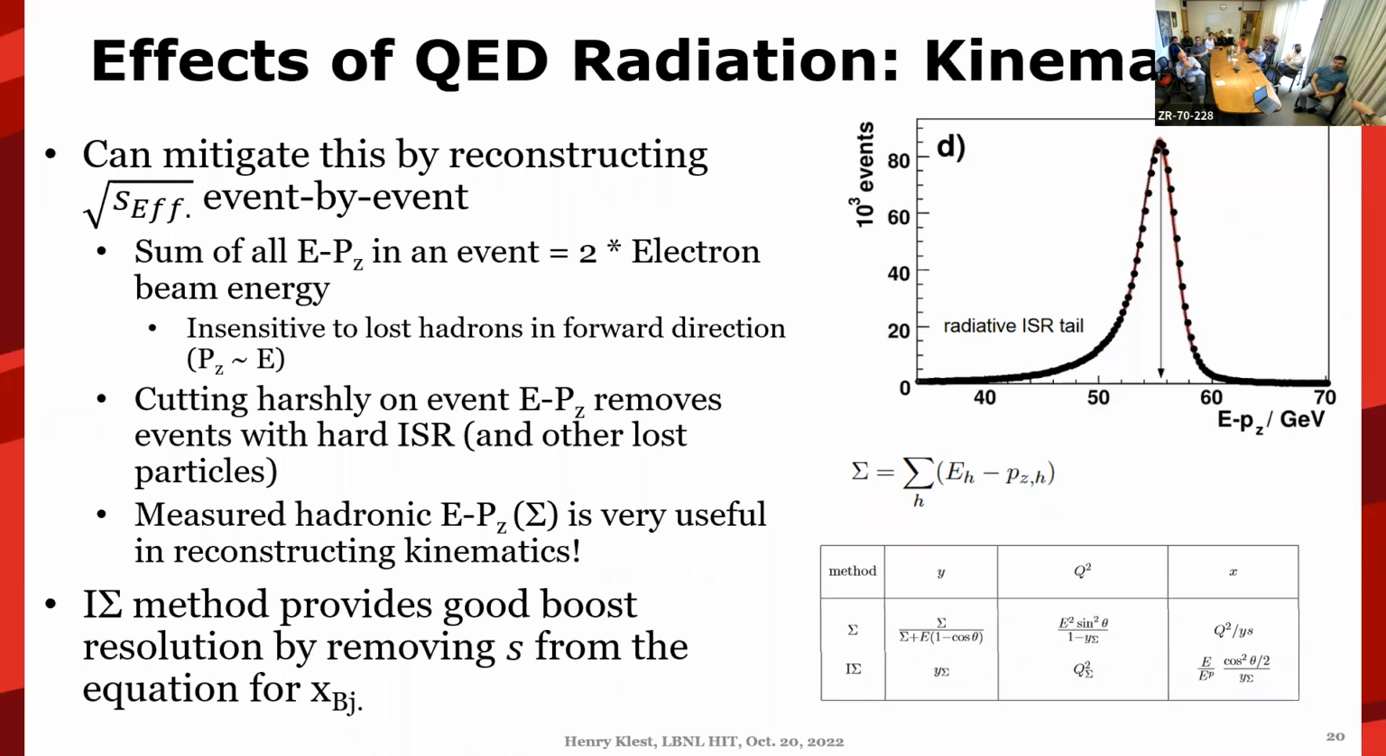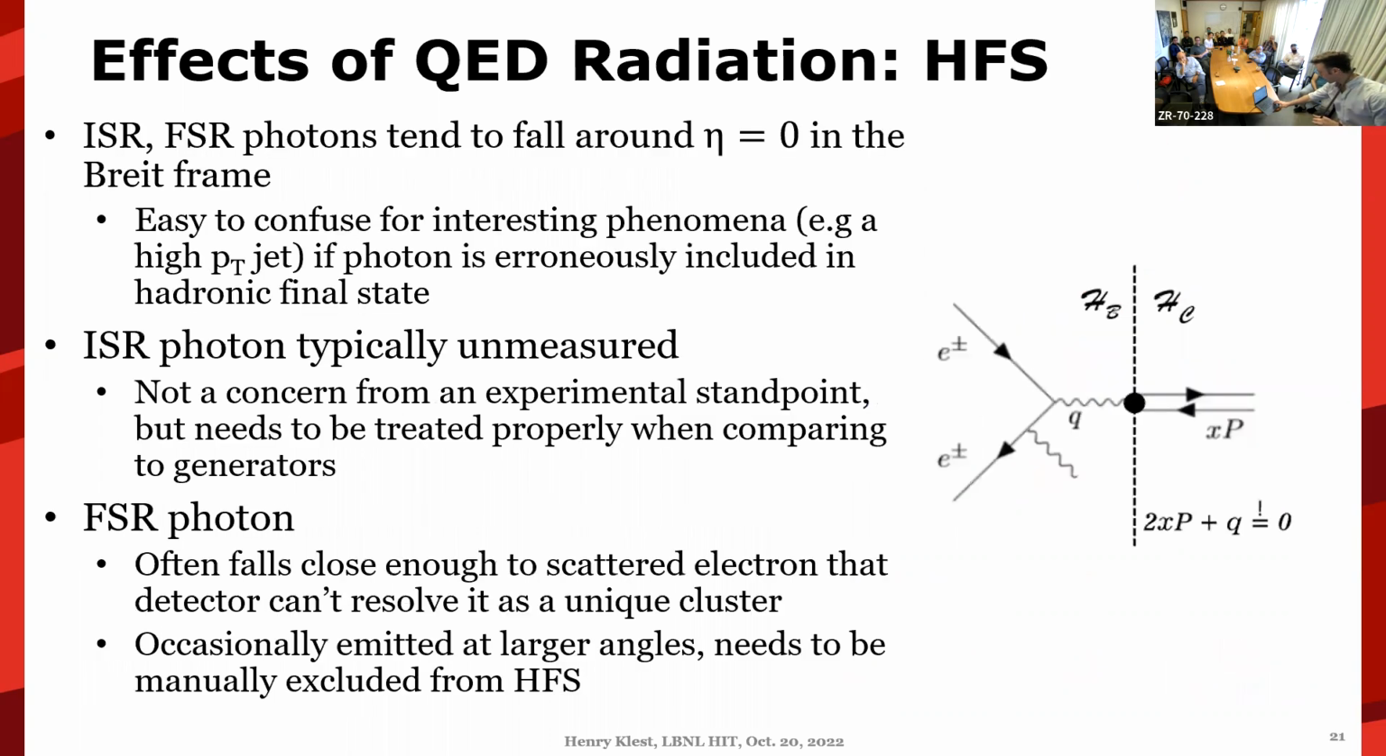And what you can do is actually cut on this quantity. By doing that, you're removing these radiative initial state events where the ISR photon has carried away a significant amount of the longitudinal momentum down the beam pipe and you didn't measure it. And you can even use this E minus PZ quantity to directly infer what the actual kinematics of the collision were. This is called the sigma method, or the case where you don't assume that the center-of-mass energy, square root of S, is actually square root of S, is called the I sigma method. And that's what we use in this measurement.